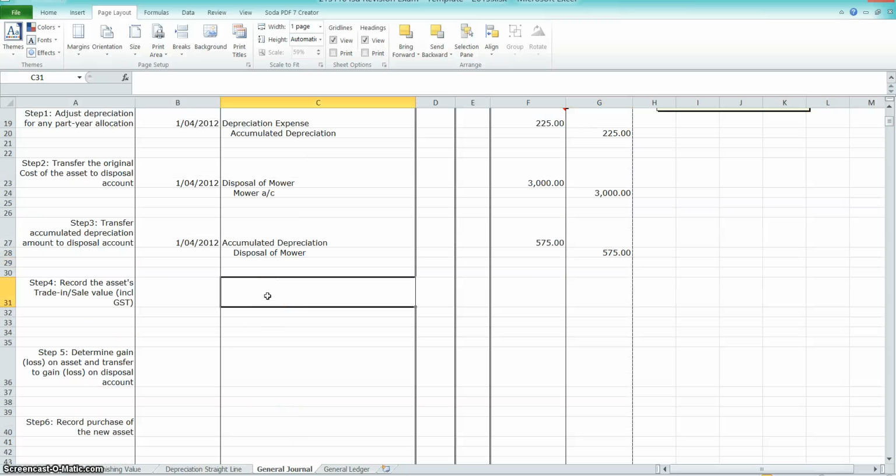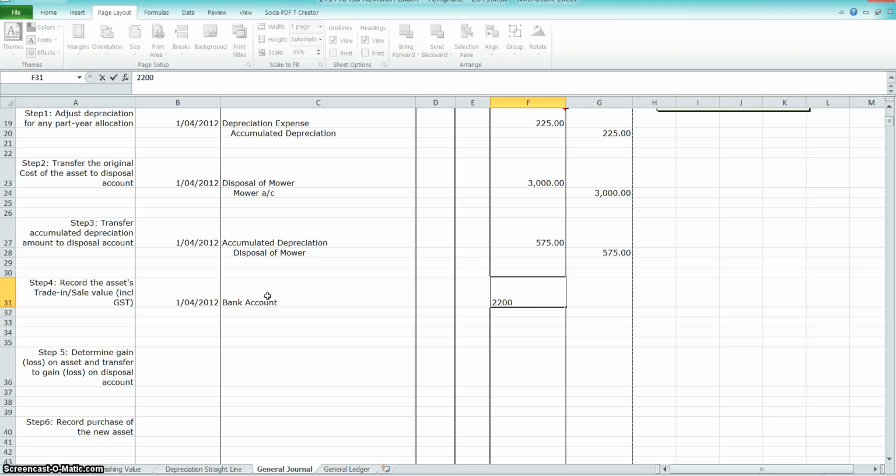Step 4 is to record the asset's trade-in or sale value. So on the 1st of the 4th, 2012, we sold it for cash, so we use bank account, $2,200 including GST. So that's how much money came into our bank account, hence the debit. GST clearing will be our $200 credit, and then the disposal of the mower will be your $2,000 credit.